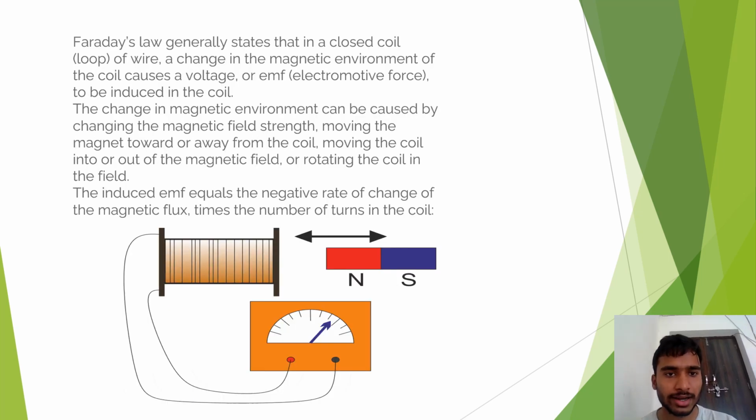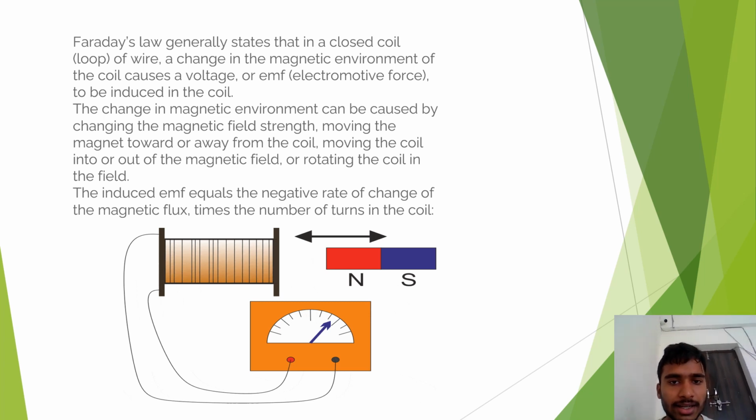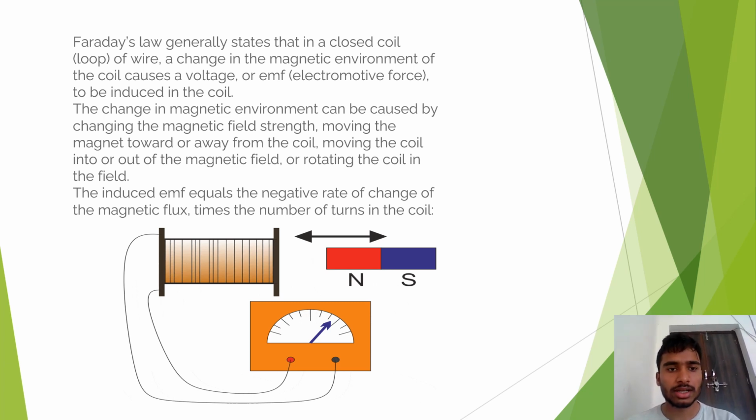Faraday's law generally states that in a closed coil loop of wire, a change in the magnetic environment of the coil causes a voltage, or EMF, electromotive force, to be induced in the coil. The change in magnetic environment can be caused by changing the magnetic field strength, moving the magnet toward or away from the coil, moving the coil into or out of the magnetic field, or rotating the coil in the field. The induced EMF equals the negative rate of change of magnetic flux times the number of turns in the coil.